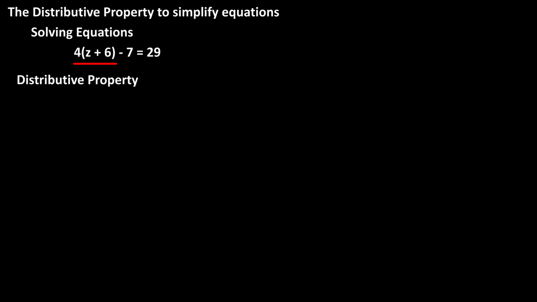When an equation includes a number being multiplied by the sum of two or more terms in parentheses, such as in the equation 4 times the quantity z plus 6 minus 7 equals 29, we can use the distributive property to help in solving the equation.